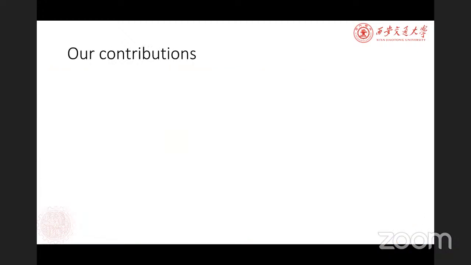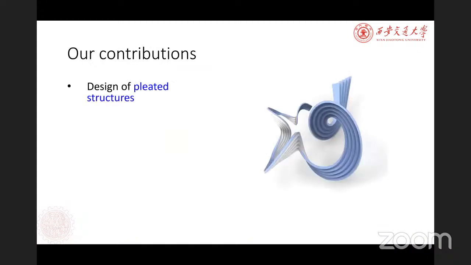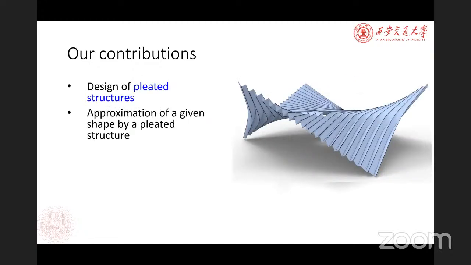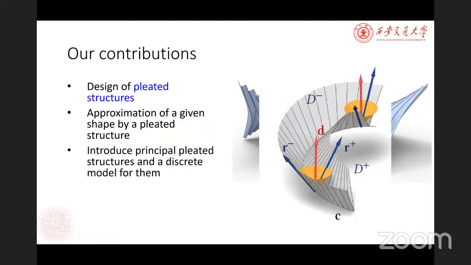So in our project, our contribution is a design method for curved pleated structures. We require the structure to approximate a given reference shape. We also introduce the concept of principal pleated structures, and the discrete principal pleated structure could be used as a flexible mechanism.